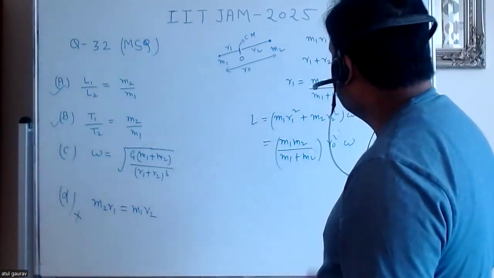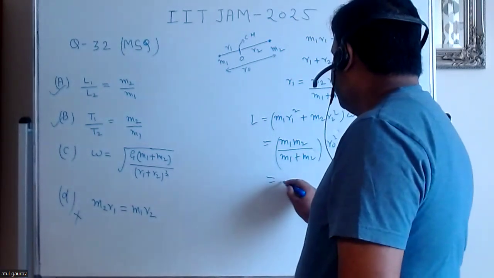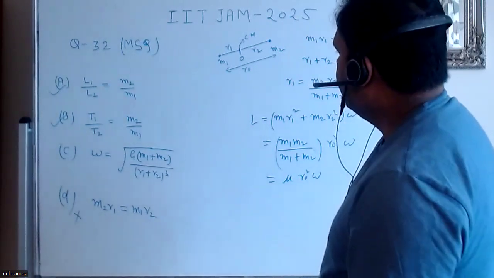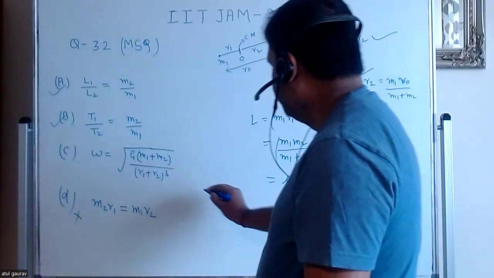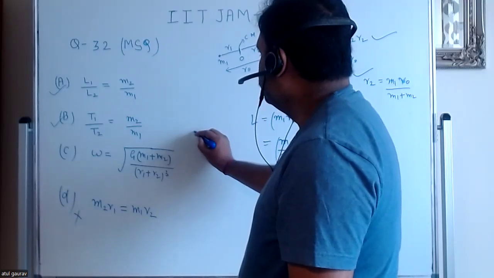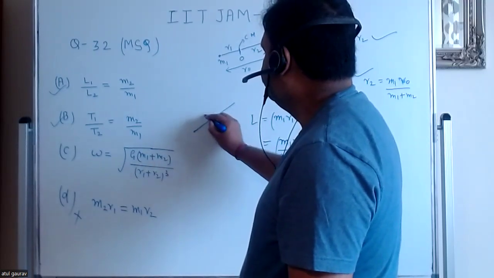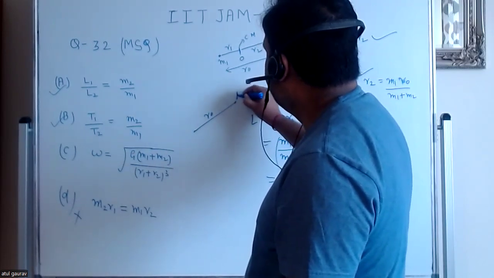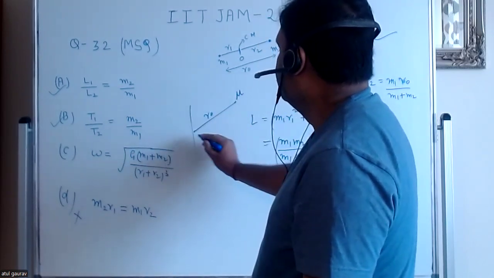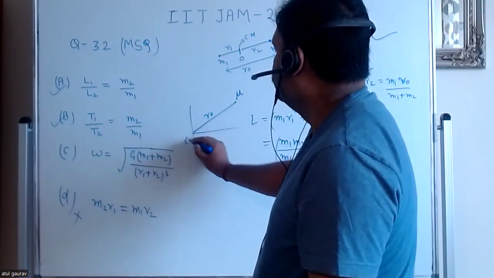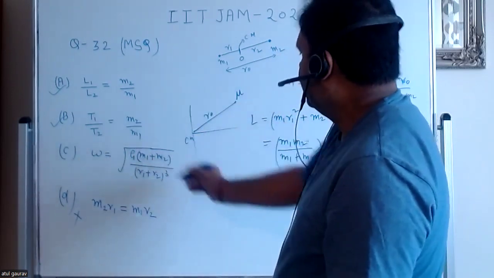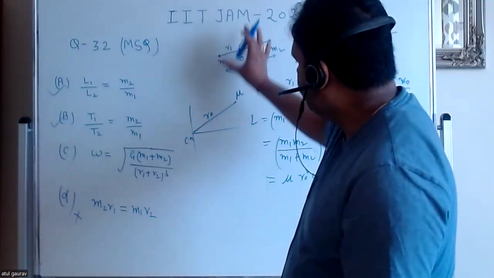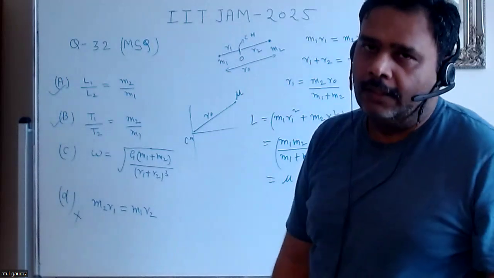What is the meaning of that? This is identified as the reduced mass, times R naught square omega. If we assume the center of mass as origin, then this is my R naught, and we can assume the whole particle with reduced mass mu is moving with respect to the center of mass in a circular orbit. So this two-body problem can be reduced to a single-body problem.